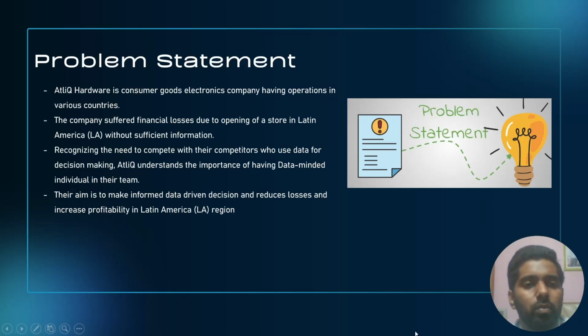Moving forward to the problem statement. Atlic Hardware is a consumer goods electronics company having operations in various countries. The company has suffered huge losses due to opening a new store in Latin America without sufficient information. Recognizing the need to compete with competitors who use data for decision making, Atlic understands the importance of having data-minded individuals in their team. The aim is to make informed, data-driven decisions, reduce losses, and increase profitability in the Latin America region.